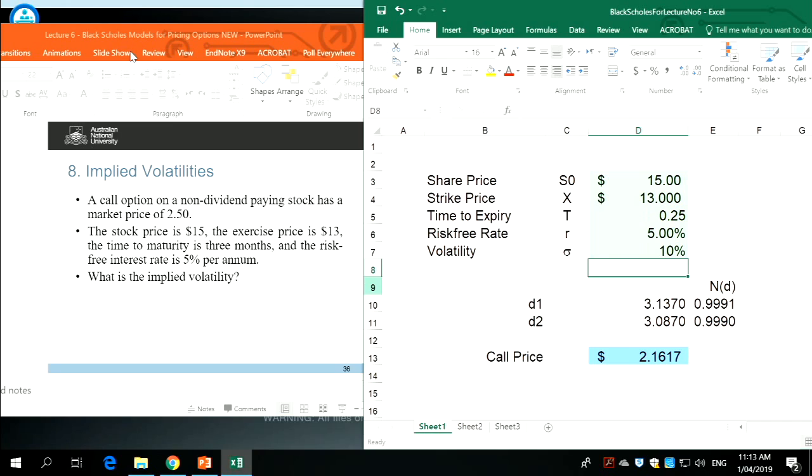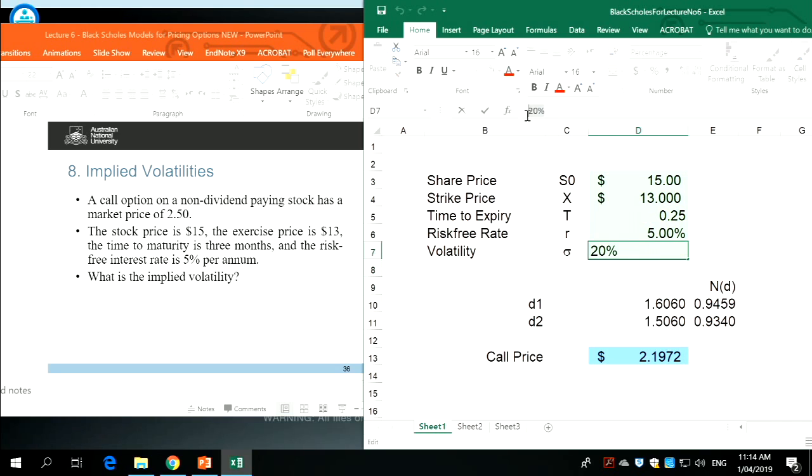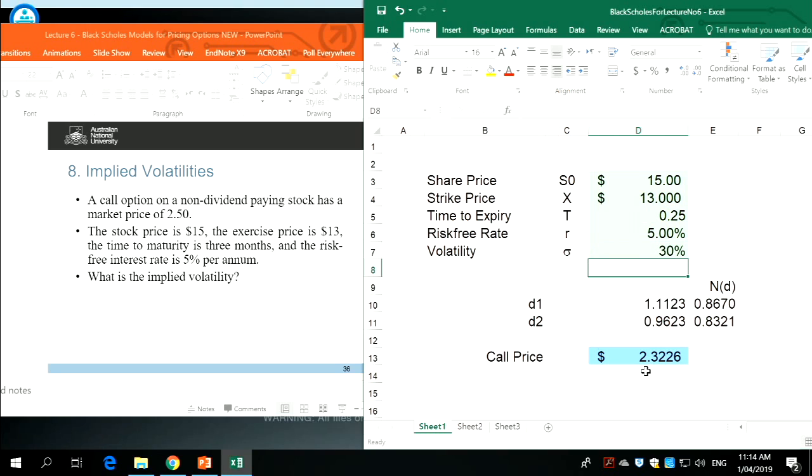Now, as I mentioned on the previous slide, higher volatility always has a positive effect on the call option price. So perhaps we need to try something higher, maybe 20%. So let me try 20%. If I try 20%, I get a call option price slightly higher, but not enough. We want the call option price to be $2.50, right? Then we can try something like 30%. Still not enough, right? It's only $2.30. We want $2.50. So we can try something like 40%.